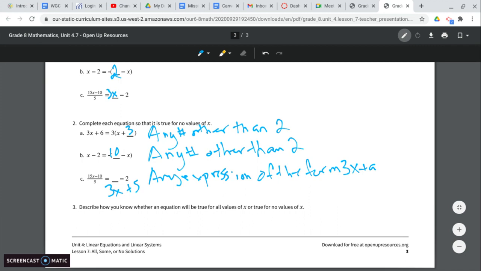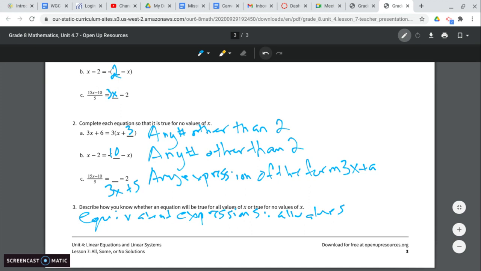So for number 3, how do you know whether an equation will be true for all values of x or true for no values of x? So kind of like we've been saying, equations which are always true for any value of x have equivalent expressions on each side. So equivalent expressions, all values. Whereas equations which have no solution for any value of x simplify to a statement of unequal numbers being equal, which is always false.